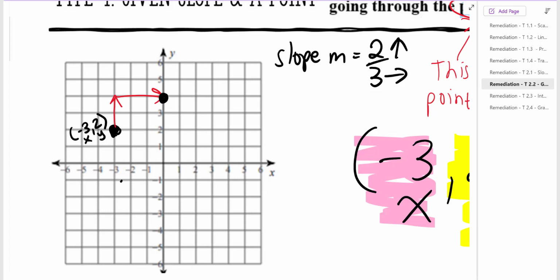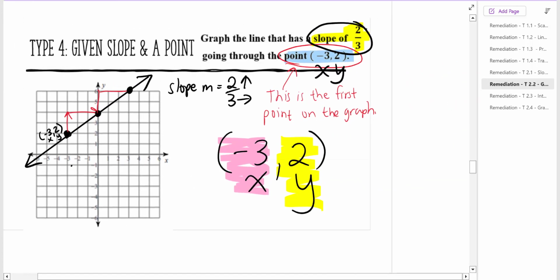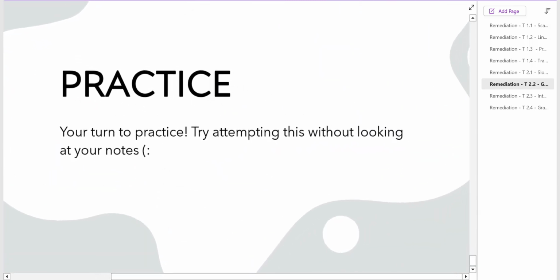And remember, you can repeat this. Recuerda, tú puedes repetir este. Up 2, right 3. And then draw a line. And that is your graph. All right, now it's time to practice. So take the next couple of minutes, review, attempt to do it without looking at your notes, and then check your answers with this video.